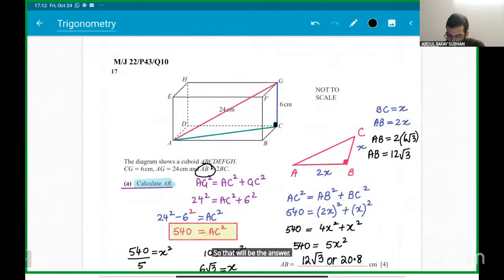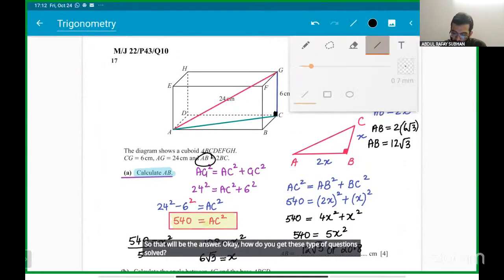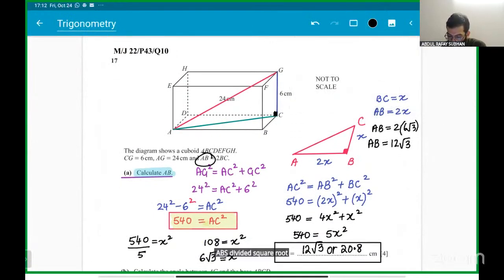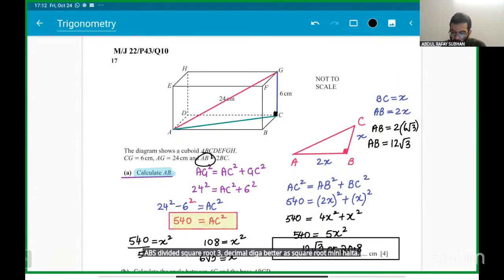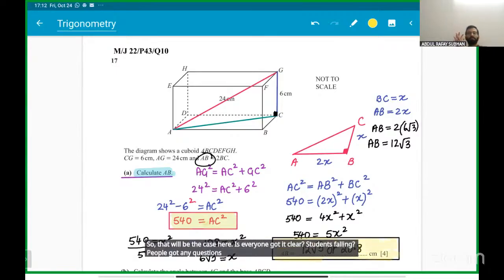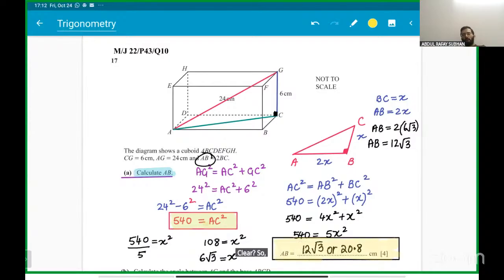Okay, how do you get these type of questions solved? AB is 12 square root 3. It is better to write in decimal, square root does not work unless they say so. So that will be the case. Has everyone got it clear, students? Do you have any questions, any concerns? Clear? So AB will be 12 square root 3 or 20.8 measurement.